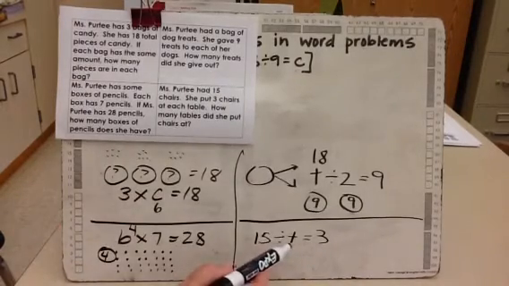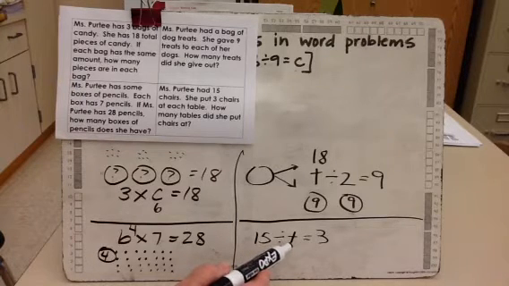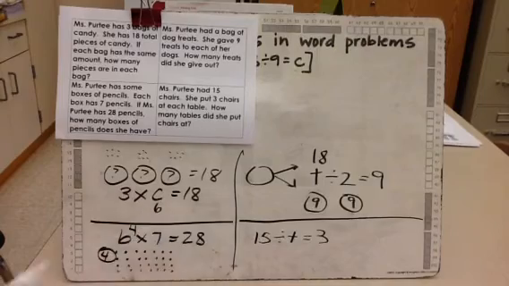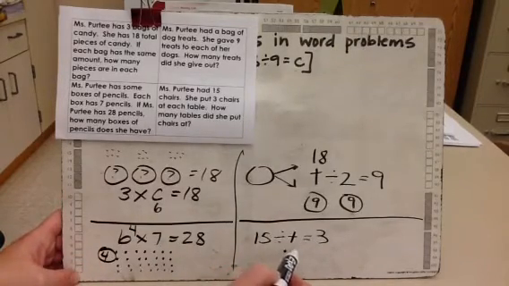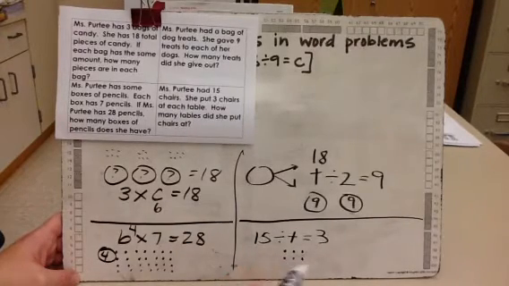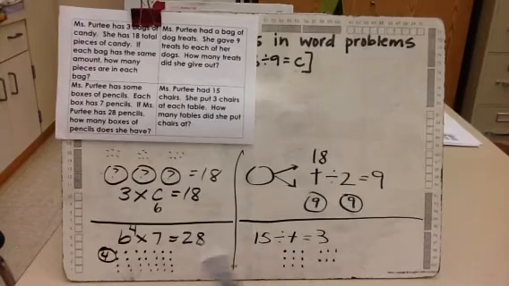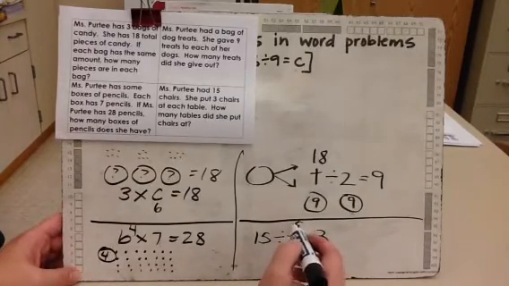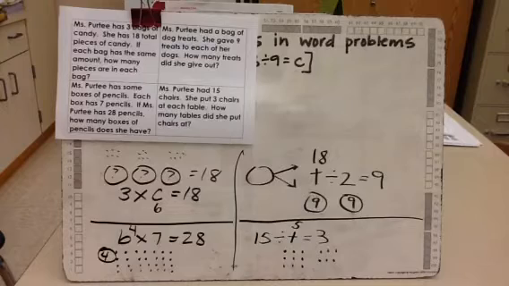So here, my variable is in the divisor spot. I'm trying to figure out how many groups I made with my 15 chairs. So what I'm going to do is I'm going to make groups of 3 with all 15. So I'm going to do, here's my first group of 3. 6, 7, 8, 9. So it looks like here I made 5 groups of 3. So my variable, which represents my tables, has a value of 5. So it looks like I have 5 tables with 3 chairs at each of them.